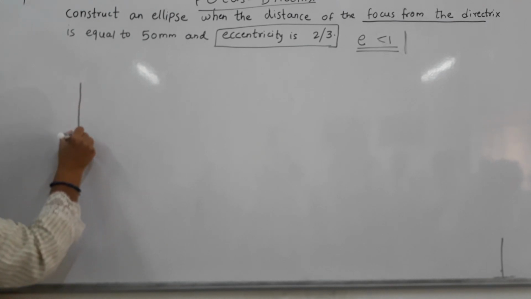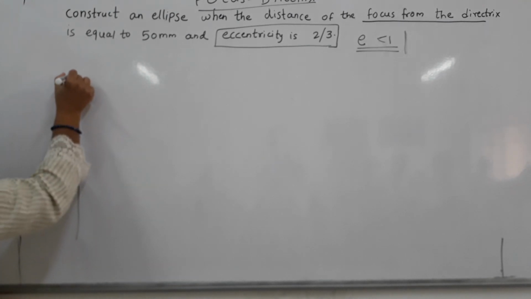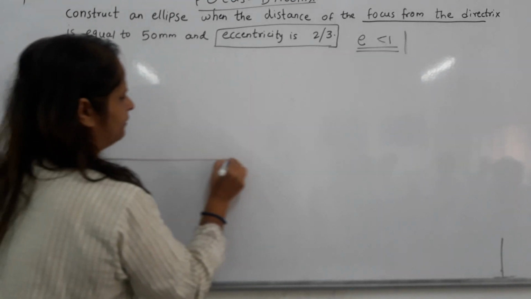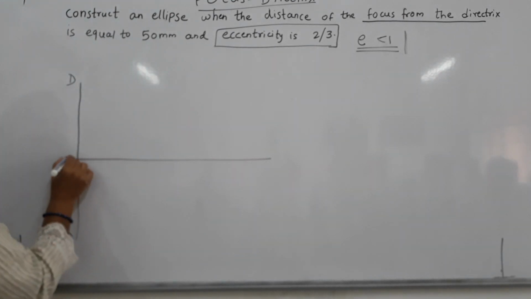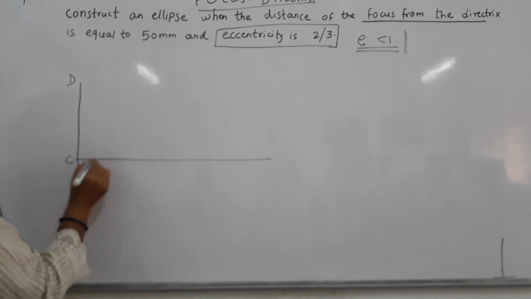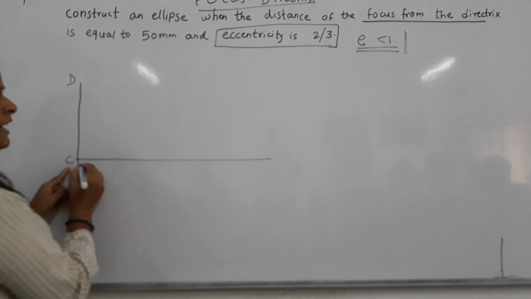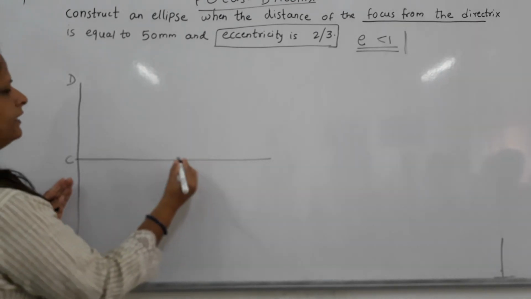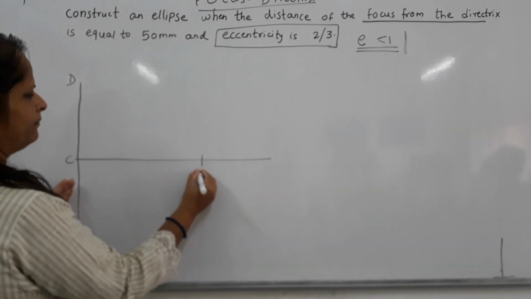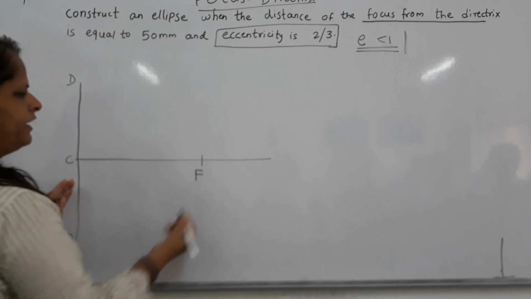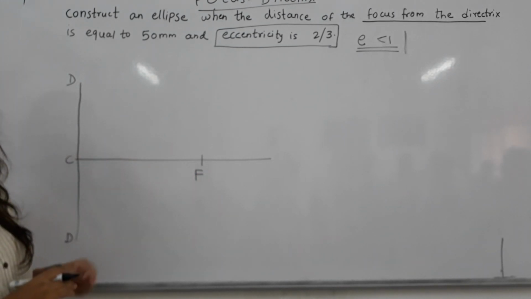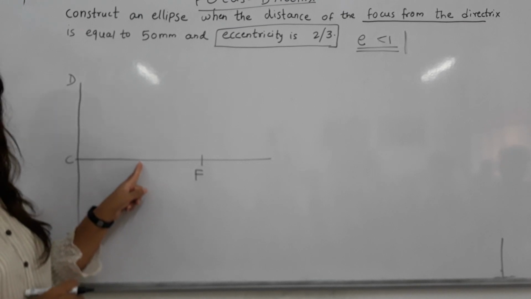Very first we will draw the directrix. We will name the directrix as DB. From its center we will draw one line. We will mention this point as C. And then we will locate the focus at the given distance from the directrix. So here this is the directrix and the focus is at 50 mm. So this is point F, the focus. Do you remember? Now we have to locate point V.